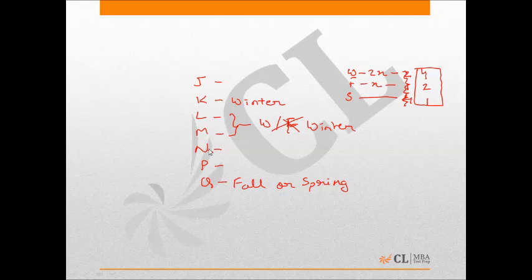Now J, N, and P are as of now not known. There are several possibilities for J, N, and P. This is all the information we have. Q could be either fall or spring. Accordingly, we can go with several possibilities. We will see what is required in the question.